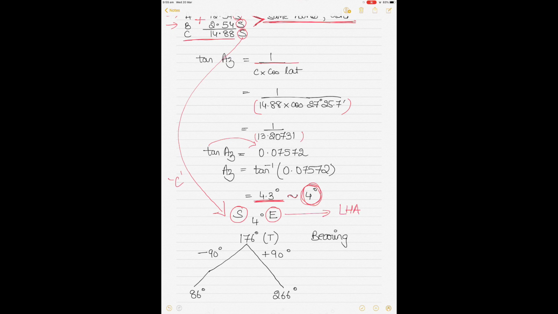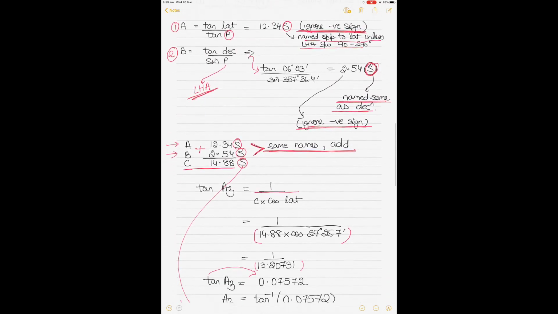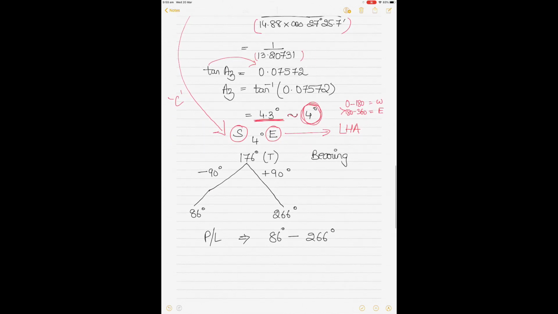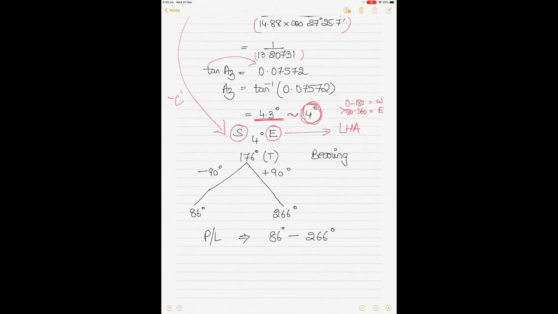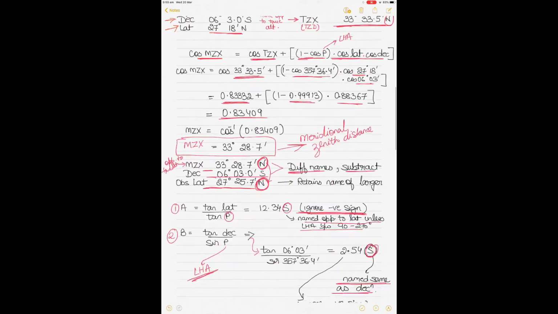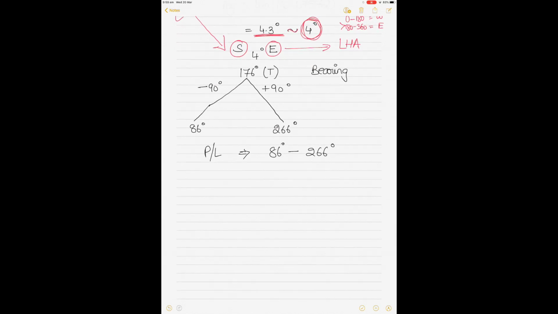I told you before, the rule is LHA 0 to 180 is west and more than 180 to 360 is east. In this case, your LHA was very close to 357 degrees, 36.4. So that's why you name it east. Once you name it east, you got south 4 degrees east, which becomes 176 degrees true.